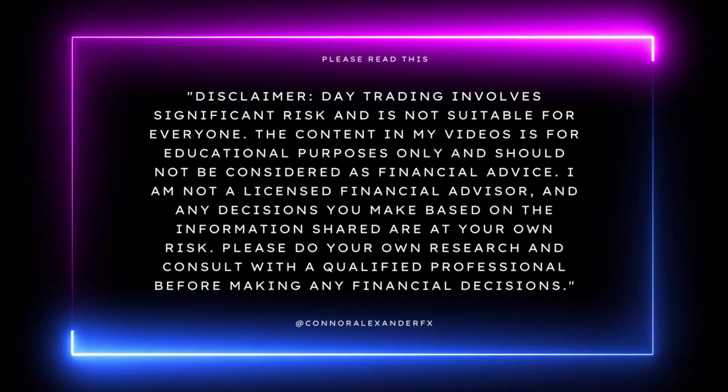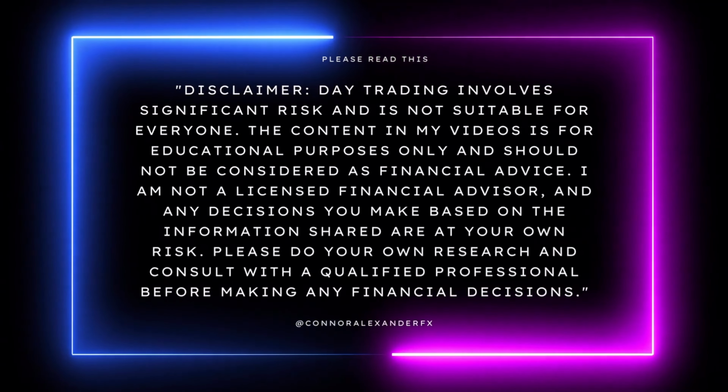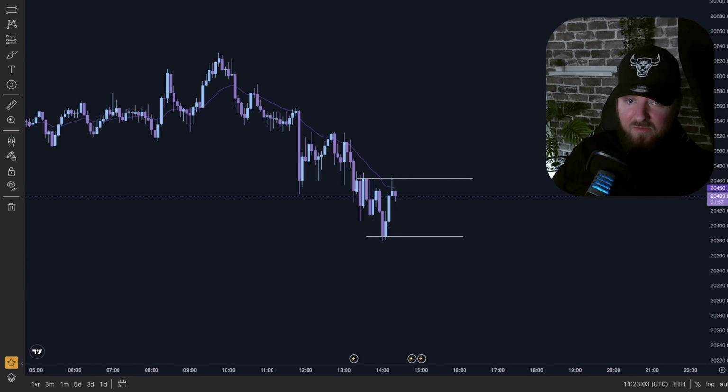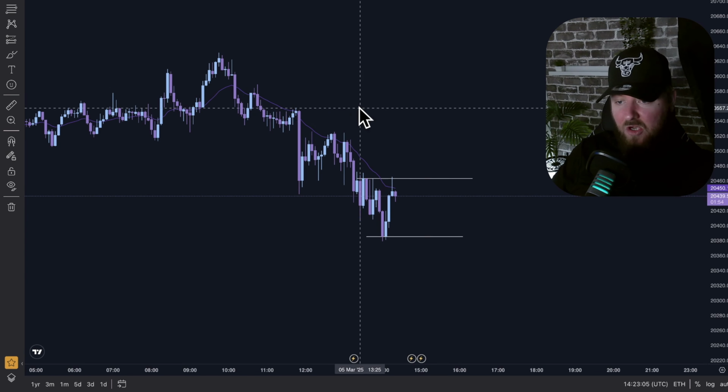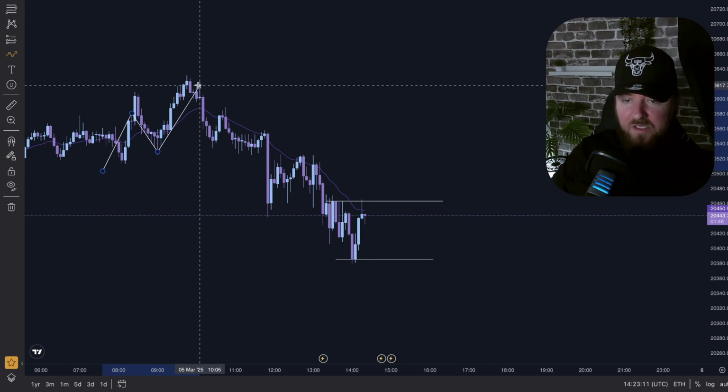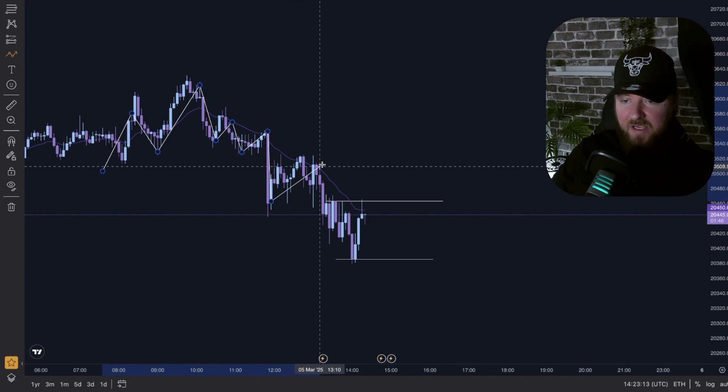So it's Wednesday the 5th of March and it's 21 minutes past 2. Right now I'm looking at NASDAQ, so micro NASDAQ on top step. The structure's looking good. It was in this bullish kind of trend and now we're just breaking to the downside.